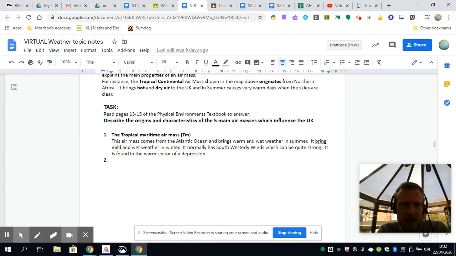Moving on a little bit, we then want to say what is its characteristics. Well, then we just need to know a little bit about what that type of air is. And when you read the textbook, you'll find out what the main weather characteristics are, whether it's wet or dry, humid or non-humid, hot or cold, and where the winds are likely to come from when you have weather being linked to one of these air masses. So there are 5. I've done one for you. I'd just like you to summarize the other 4. Okay.